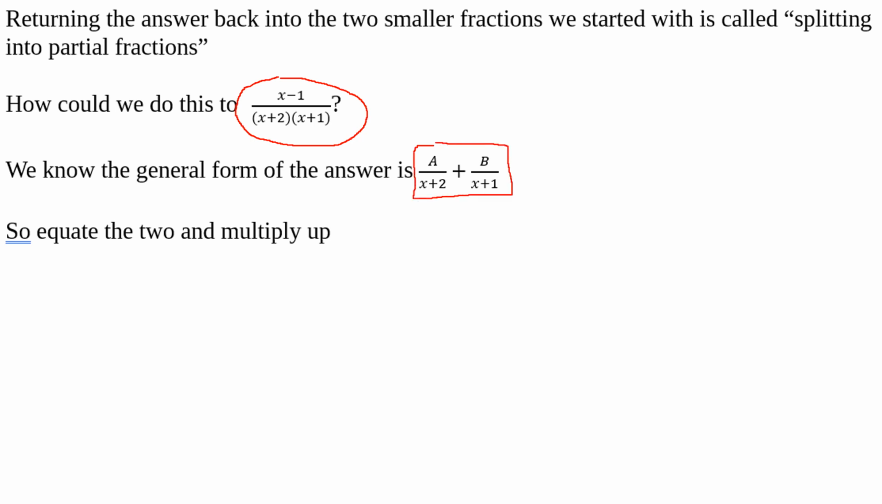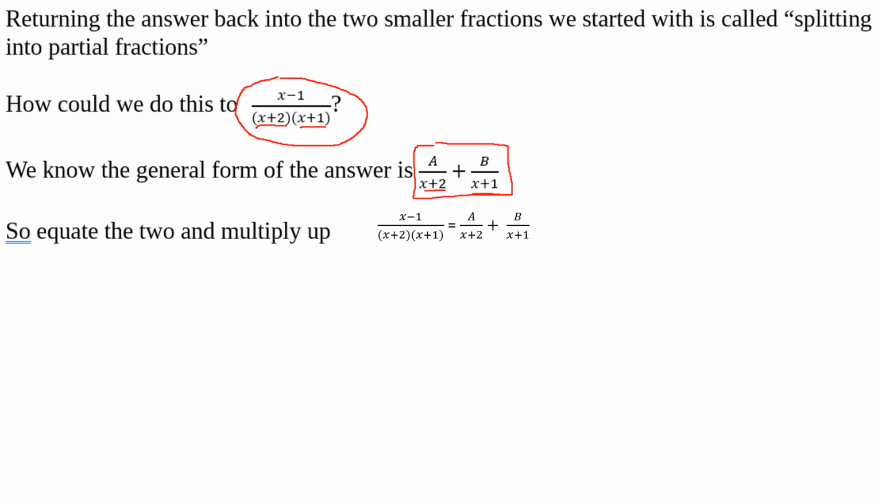Now if we look at this, we know because we've got x plus 2 and x plus 1 as our denominator that that's going to be the two denominators of what we end up with, and all we're going to do is directly equate those two expressions like that. Now we've then got a couple of options about what we want to do, but to start off with, we do need to multiply up.